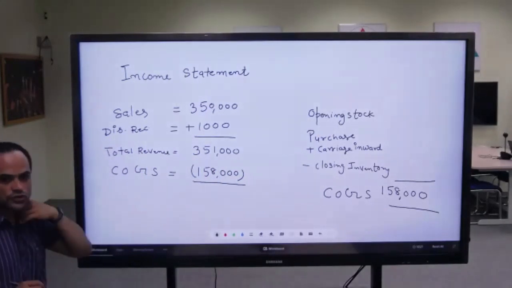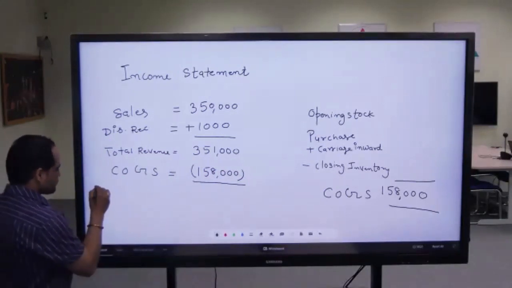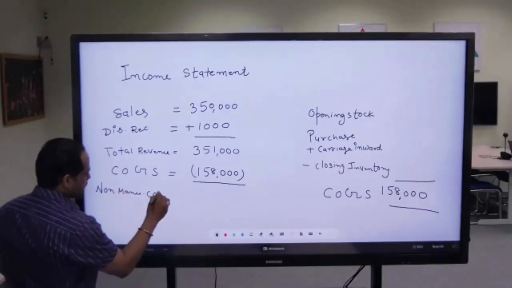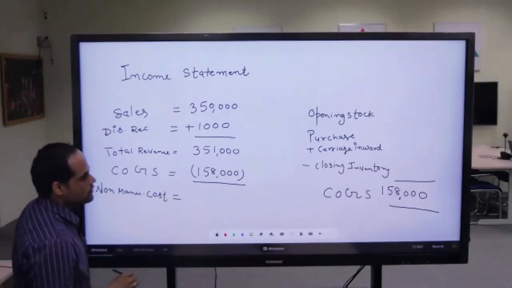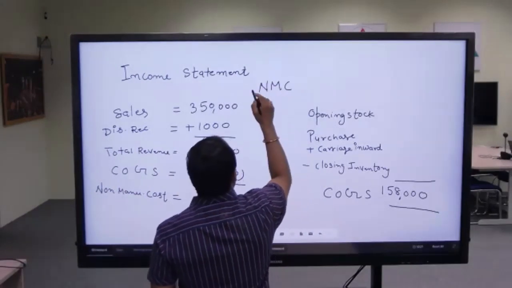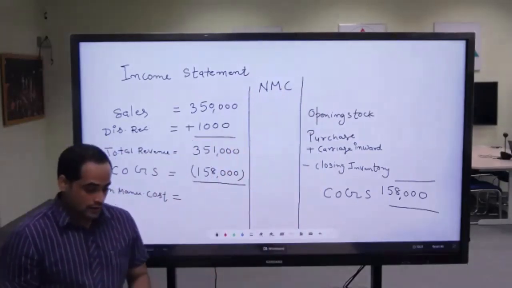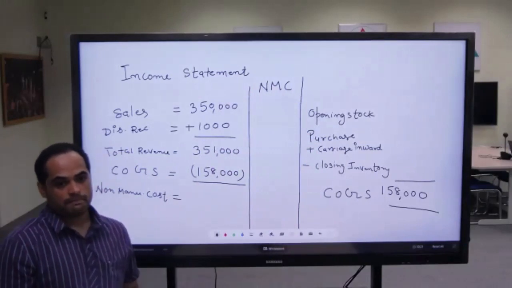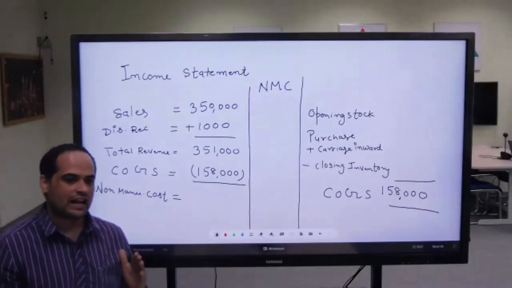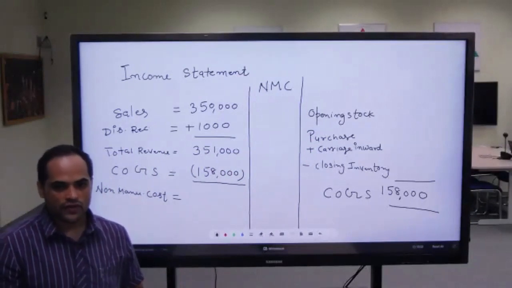Now, after cost of goods sold, we are going to subtract some non-manufacturing cost, right? So I will write down here non-manufacturing cost. How much is your non-manufacturing cost? You tell me your number first. If you got the right number, then I don't have to explain it. If you got the wrong number, then I will explain one by one what items will be part of your non-manufacturing cost. What is your non-manufacturing cost?